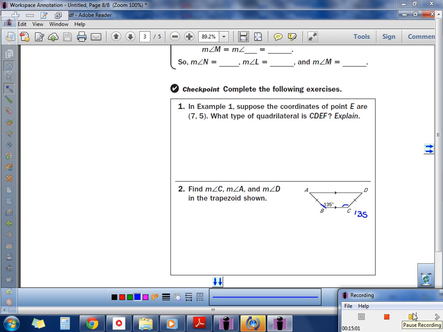So a lot of you got that the other angles were closely related. These ones along the legs are going to be related. These two should add up to 180. They're supplementary. So how big is A? And how big is D? 45. And they should maintain that symmetry.